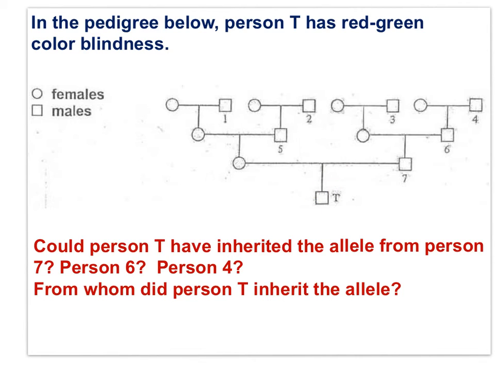So person T with red-green color blindness would have inherited the allele from his mother. That mother could have received the allele from her father or from her grandmother on her father's side. Person 2 would not have contributed this allele to 5 simply because person 2 gives the Y chromosome to 5, not the X. The mother of person T could have received the allele from her mother, who could have received it from her father or her mother.